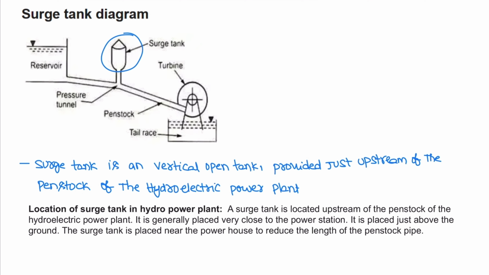Surge tank is a vertical open tank provided just upstream of the penstock. So here it is upstream of the penstock of the hydroelectric power plant. It is generally placed very close to the power station, just above the ground. The surge tank is placed near the powerhouse to reduce the length of the penstock. So surge tank is a vertical open tank provided just upstream of the penstock of the hydroelectric power plant, placed near the powerhouse to reduce the length of the penstock.